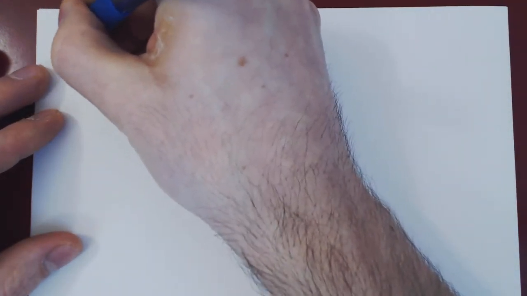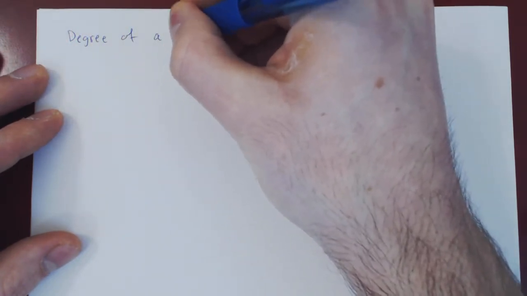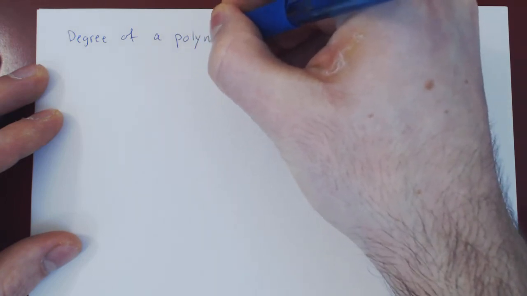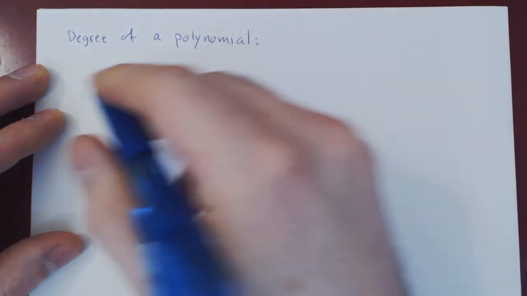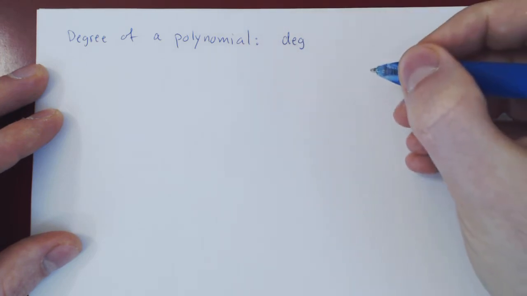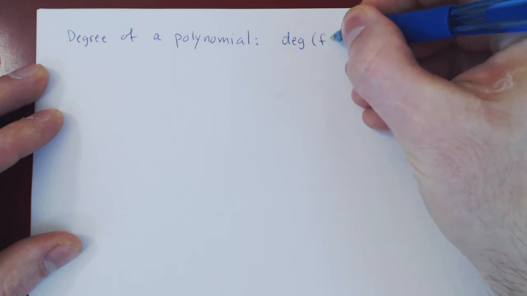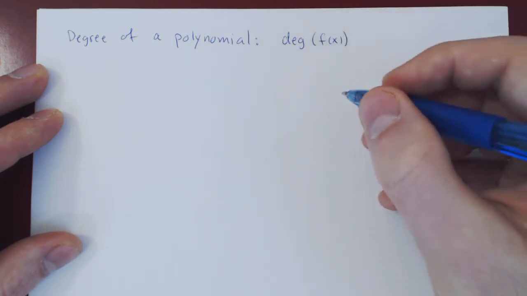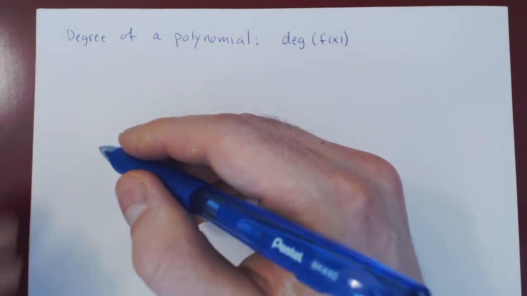The first concept is the degree of a polynomial. And we usually denote the degree of a polynomial simply by deg. So if we had, say, f of x as our polynomial, then we'd write deg of f of x. And all the degree is the largest power of x that shows up in the expression. Let's look at a few examples.